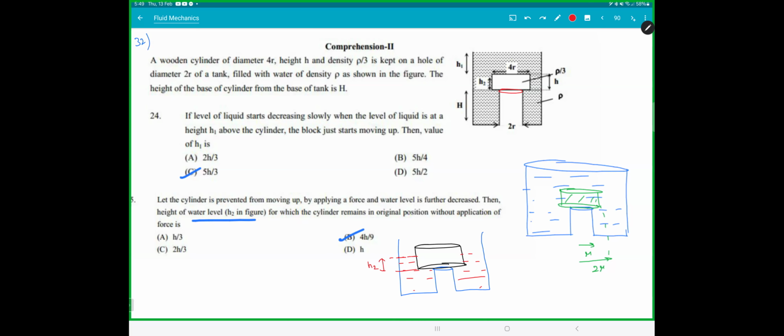Anyone who didn't get the question, please ask me. If the diagram looks confusing, do ask me. I'll show you. But this is how the question was actually framed.